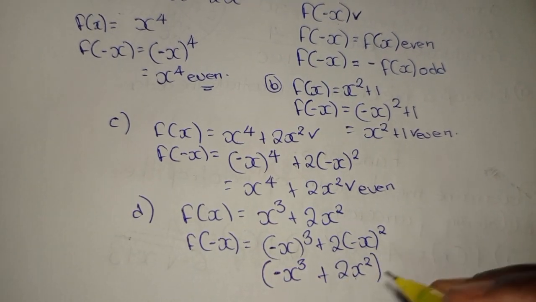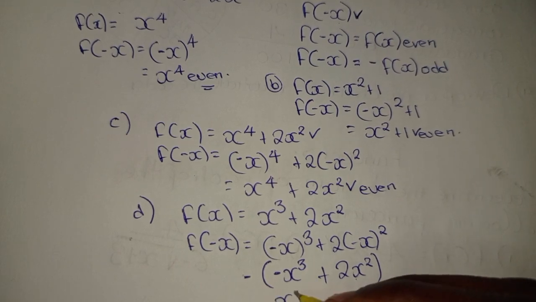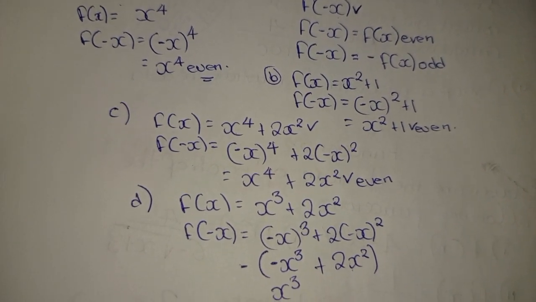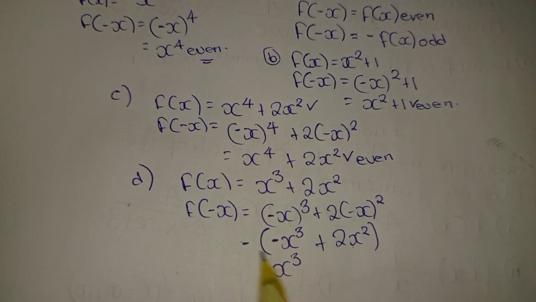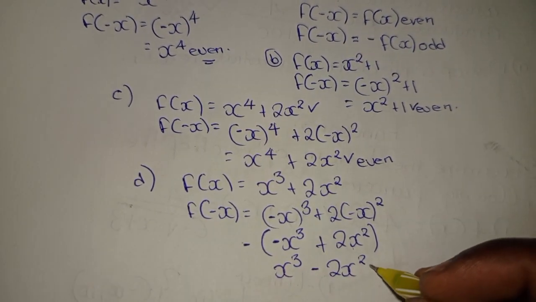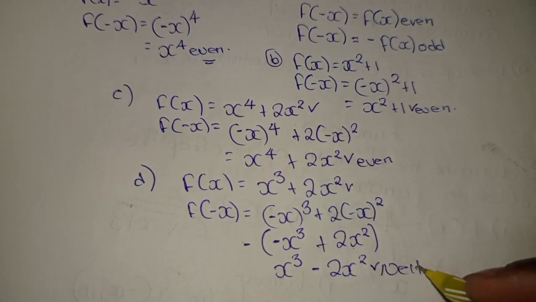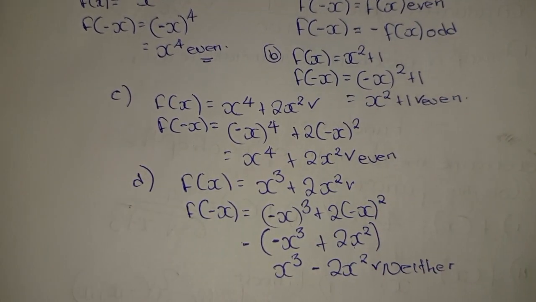So we multiply this by a negative. So this times that gives us x to the power 3. Then negative times that gives us negative 2x squared. So this function as well is not equal to that one. So this one is neither even nor odd.